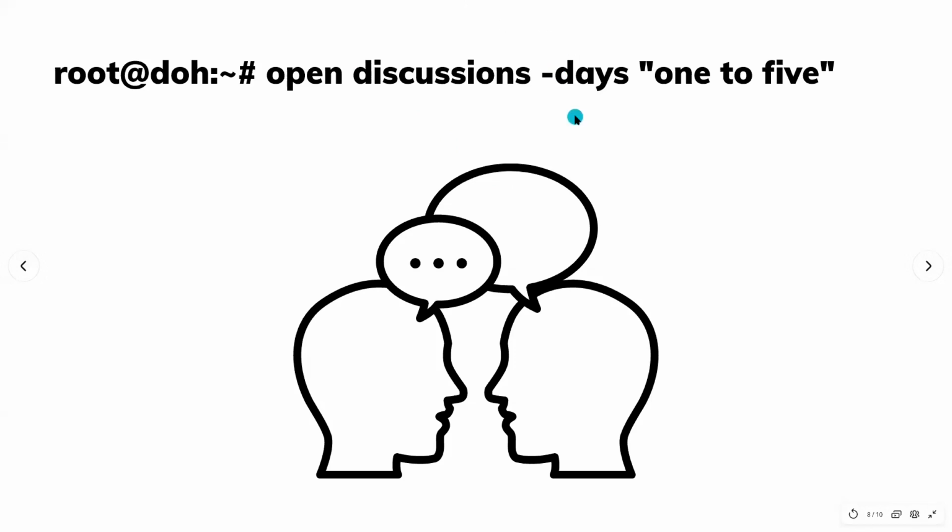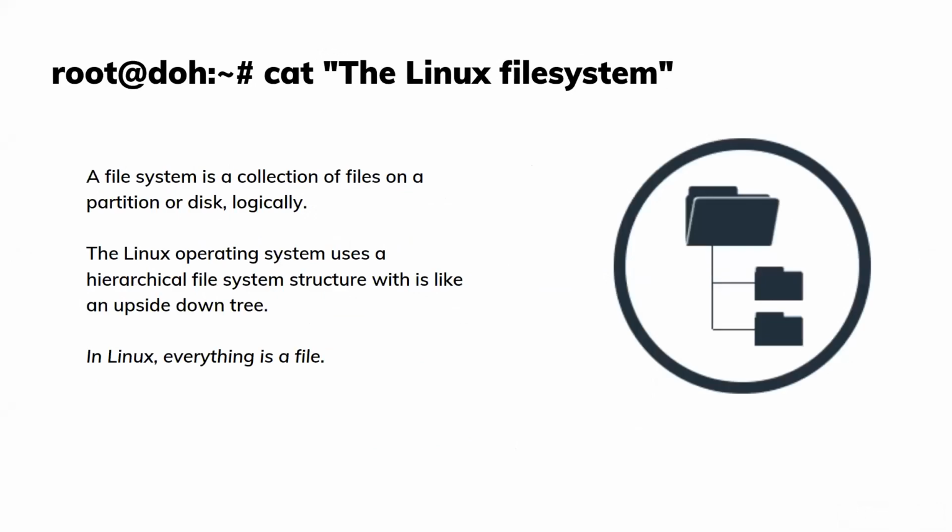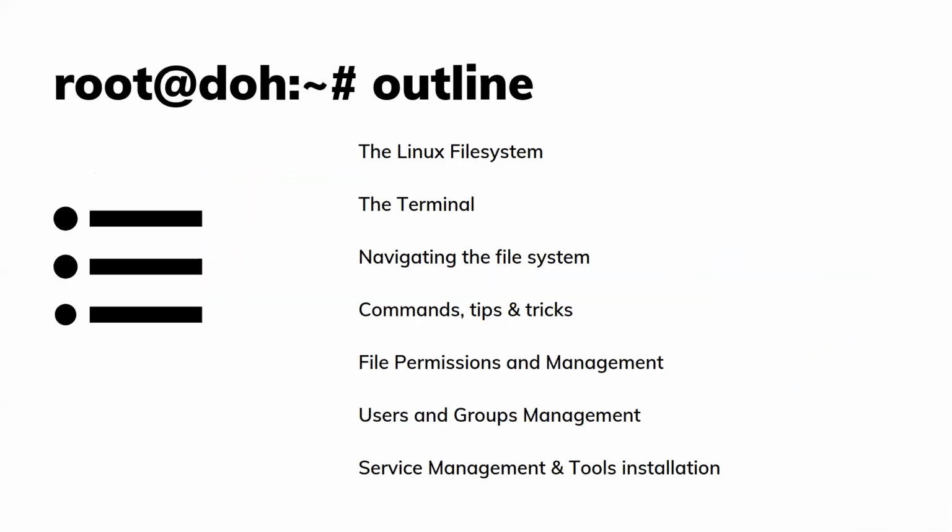So I said starting from tomorrow we'll follow our outline. For those just joining, the outline we are following is this. Today we have covered the Linux file system and the terminal. So we'll continue by looking at how to navigate the file system. We'll talk about commands, and some terminal tips and tricks. Then we'll look at file permissions, how to create files, manage them, and how to read file permissions. Then we'll talk about user and group management.